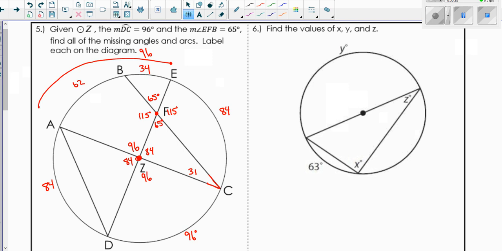Okay? If this is 96 right here from C to D, that's inscribed to this. So 96 divided by 2, this is 48. Okay? If this is 48, then this has to be 48 as well, because this is a radius and this is a radius, which is an isosceles triangle, so those two have to be the same. You could check to make sure and do 48 times 2 plus 84, and that is 180, so we're good. And I think that's it. Yep, so that's everything. That's all your angles and all your arcs.